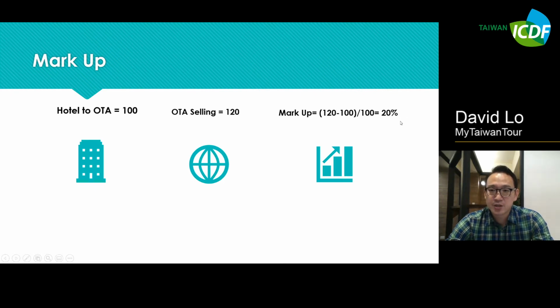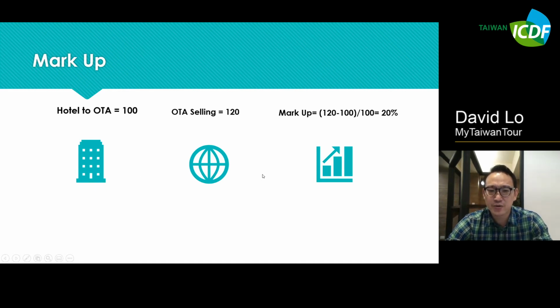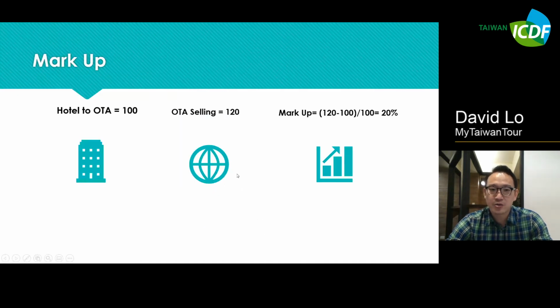That's the markup. In other words, the easier way to see it is that this 20%, or the $20, is the profit for the OTA selling each room. Imagine if they're selling 10 rooms at once, they can make $200 out of it. So this business model is a very quick one, and a very profitable one. Not just the commission itself, but also markup. It depends on how hotels provide their rate strategies to the OTAs. It also applies to airline companies as well. So this is the margin they want to make.